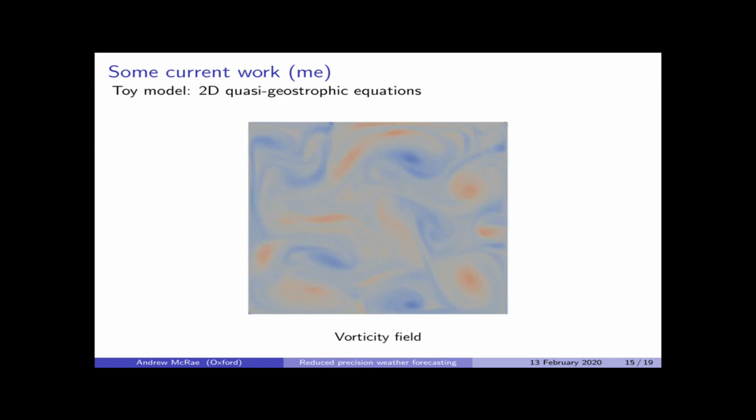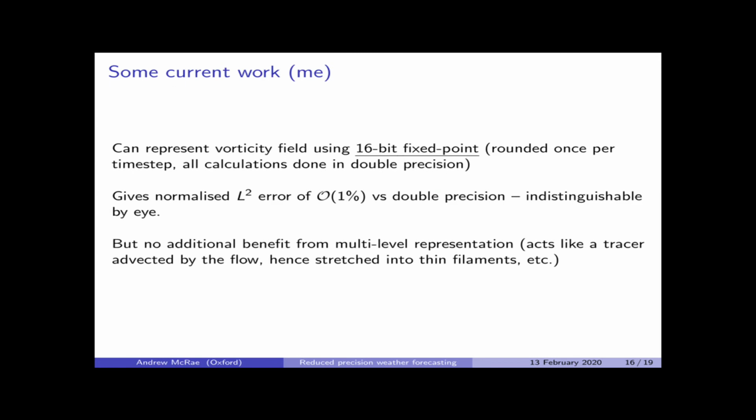So my toy model for this is just 2D quasi-geostrophic equations. This is just some swirly fluid stuff. The details don't really matter. This is the vorticity field that I've shown here. Obviously you can just reduce the precision uniformly straight away, so I did that to give myself a benchmark to compare with.